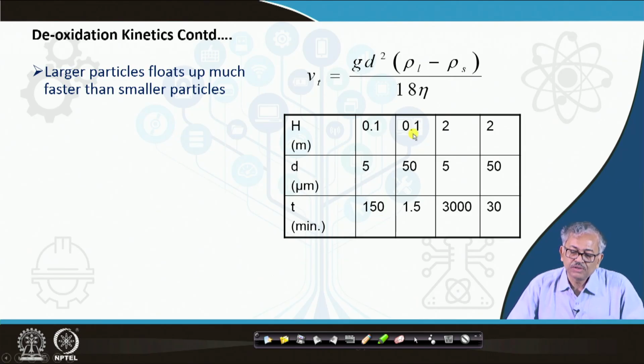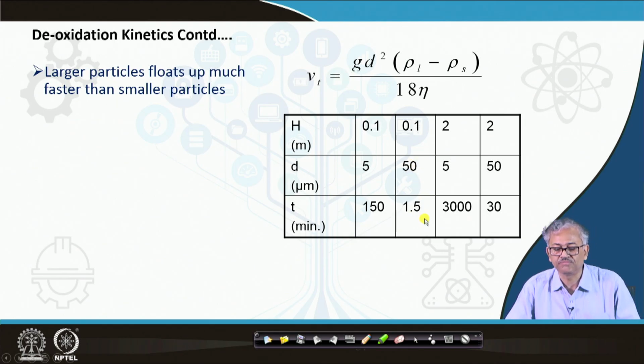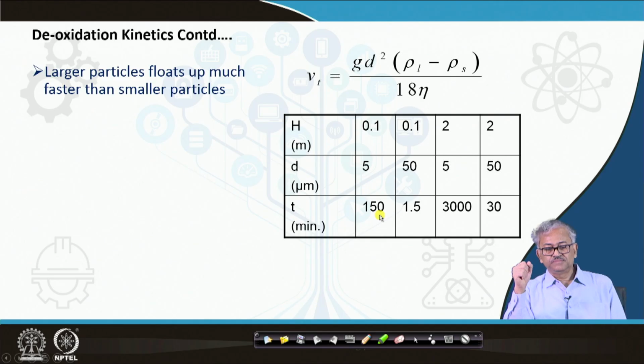Compared to the same height of 0.1 meter, suppose your inclusion size now increases to 50 micrometers. A 50 micrometer inclusion will take only 1.5 minutes, compared to a 5 micrometer inclusion that will take 150 minutes. That is around 100 times more, because you have increased the diameter by 10 times. So obviously the residence time will change by 100 times.